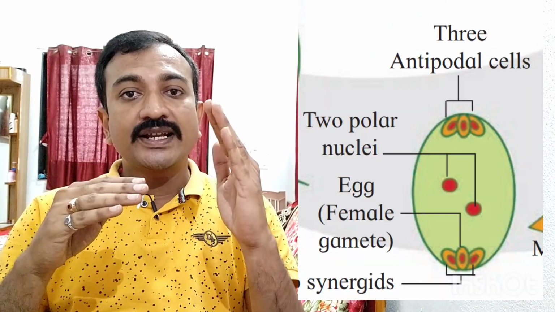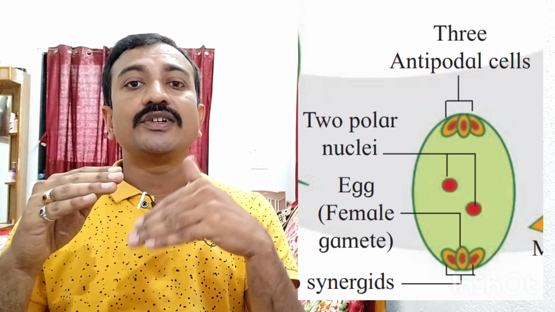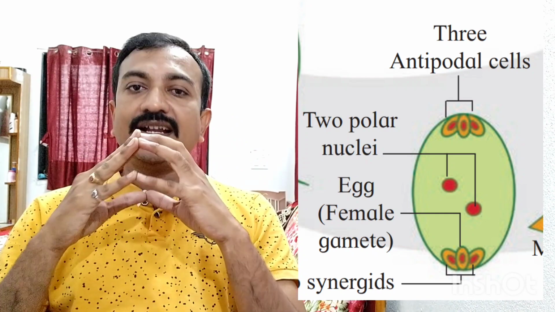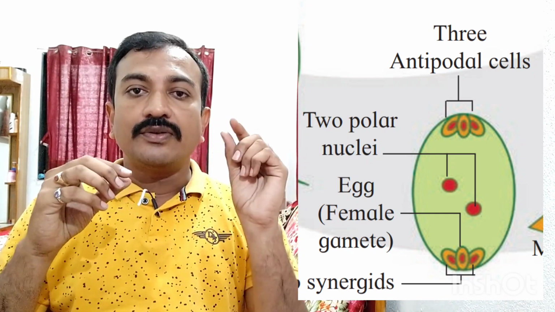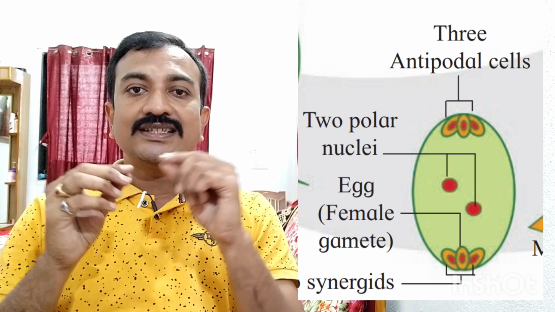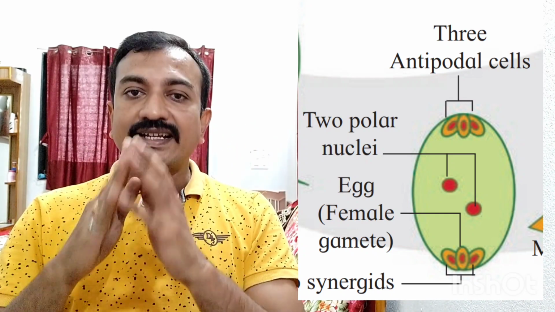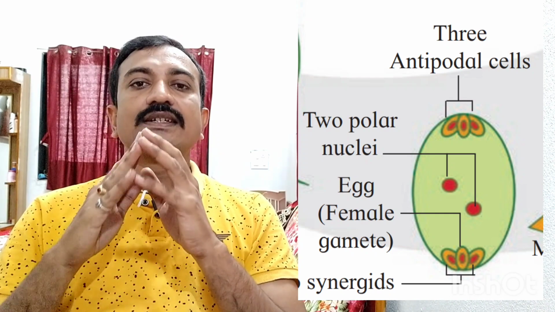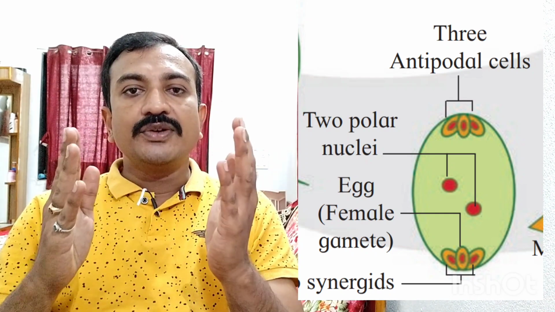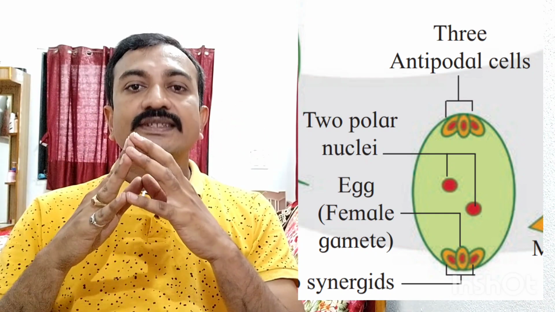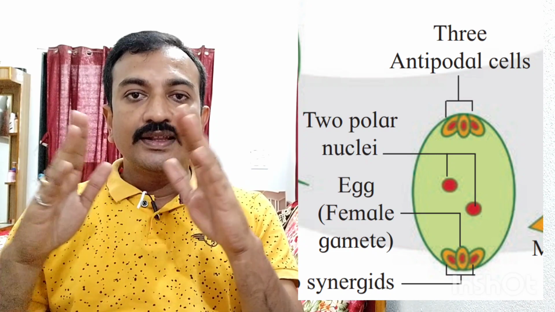4 to 8 cells. Out of those 8 cells, 4 migrate towards the chalazal end and 4 migrate towards the micropylar end, and then 1 cell from each pole comes to the center and they fuse together and form a single cell, which is called the secondary nucleus, and that is the embryo sac. That is the formation of the embryo sac, or we can say that in this way the female gametophyte develops.